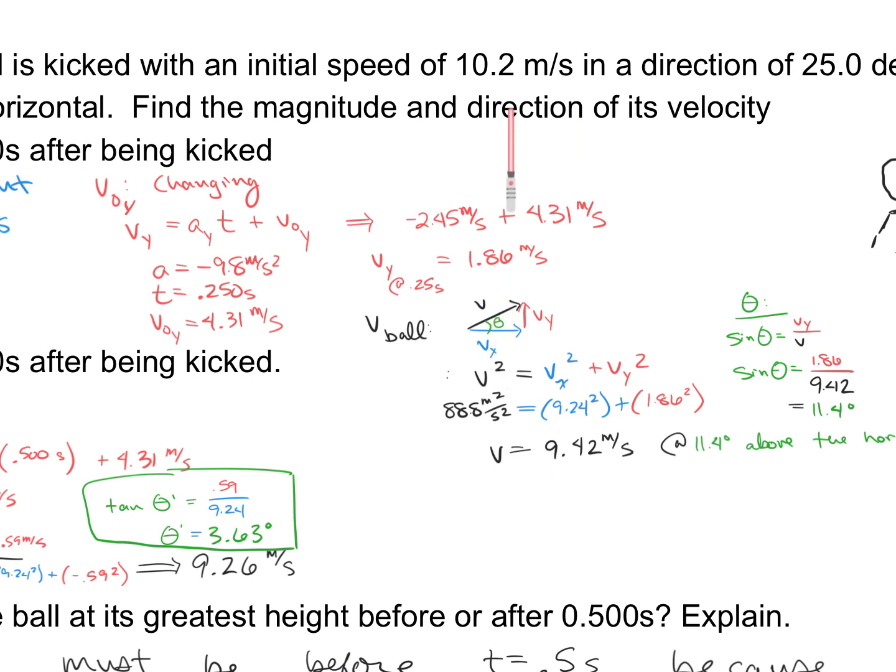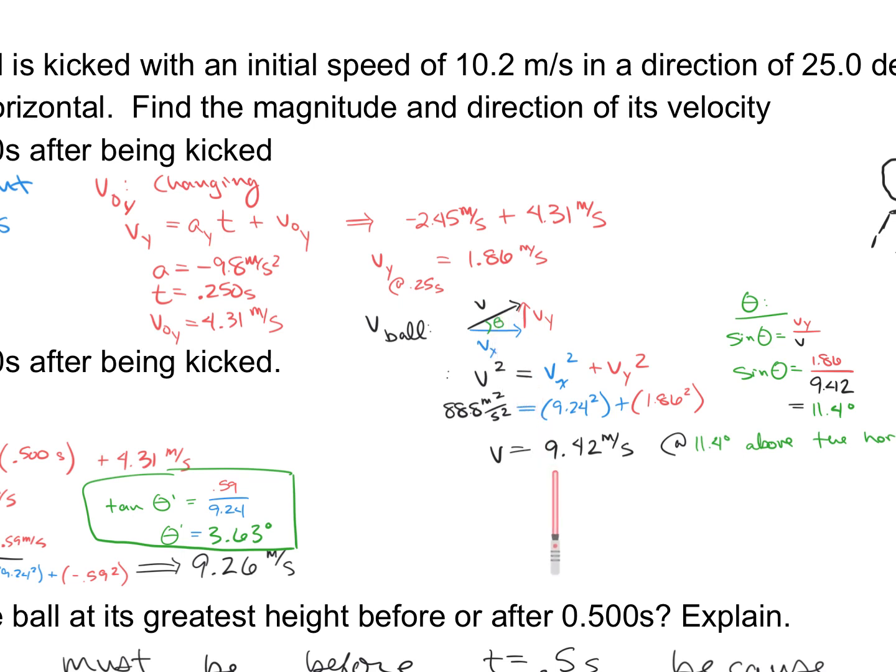But we also need to report its direction. So in this case, now here's the ball. We don't know what this value is, but the x dimension doesn't change. It's still 9.24, I think. And the y is now this new number, 1.86. So to determine the resultant vector between these two components, you use Pythagorean theorem. So the resultant vector is 9.42 meters per second, which is less than it started with, and that should make sense. As a ball is flying, it actually does slow down a little bit because it has a horizontal and vertical component, and the vertical component is reducing.